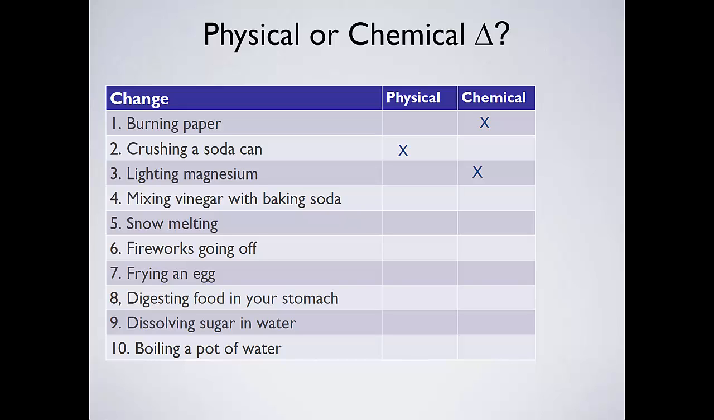Mixing vinegar and baking soda and pouring it into someone's mouth would be an example of what, Layla? Chemical. Throwing somebody into a snowbank and then the snow subsequently starts to melt. Wyatt, what type of change would that be? Physical.